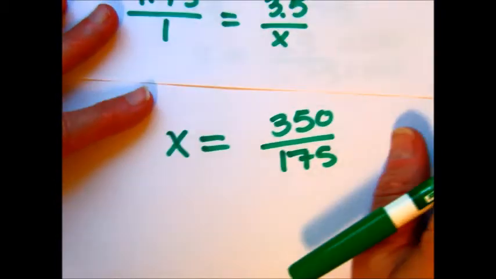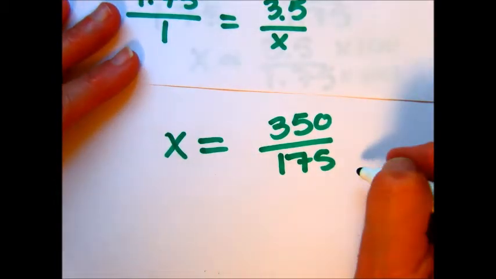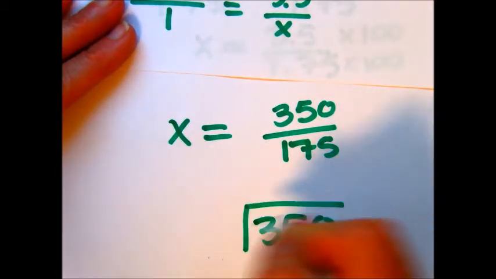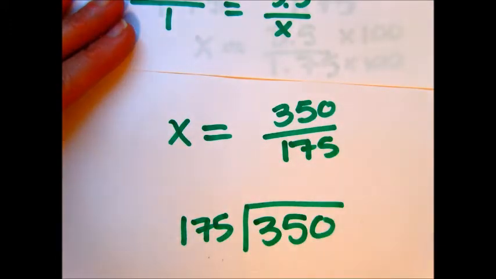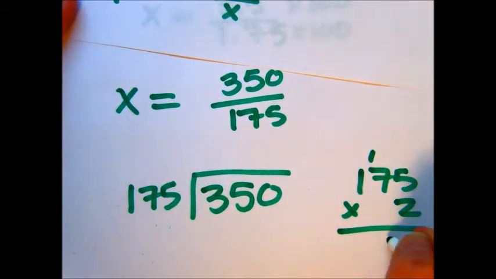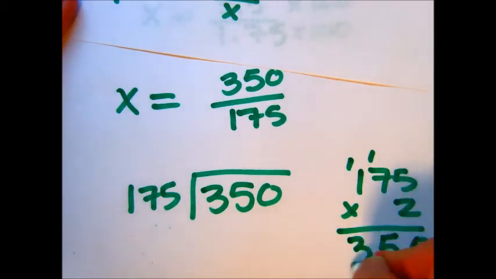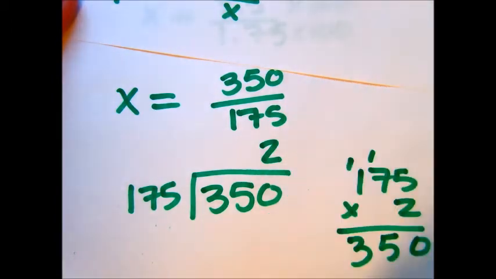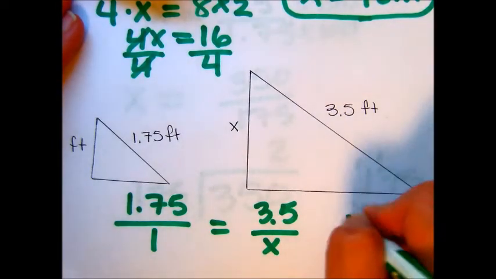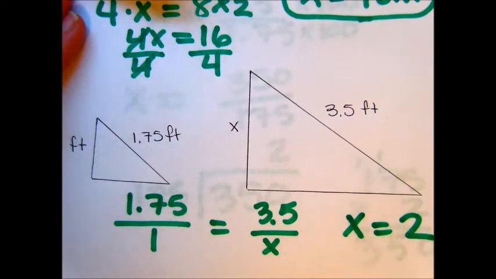Now we could reduce it as a fraction, or you could go ahead and divide 350 by 175. And if you're not sure how many times 175 goes into 350, you could just start multiplying. Well, I think it might be 2. I'm going to go ahead and check. That's 10, 15, and 3. Hey, it goes in exactly. So, in this problem here, x equals 2.